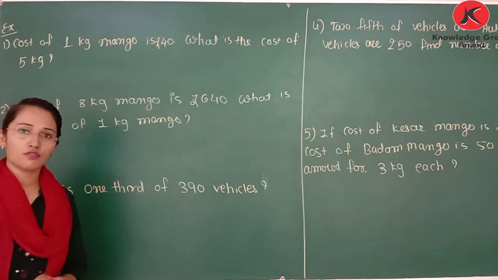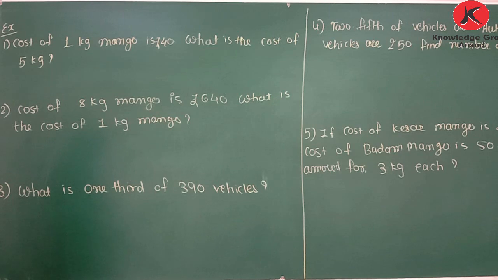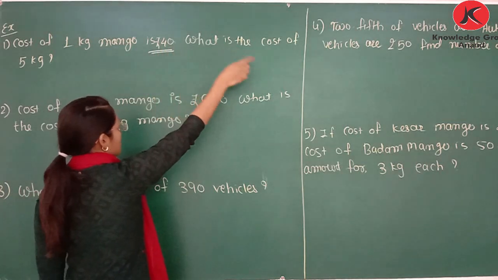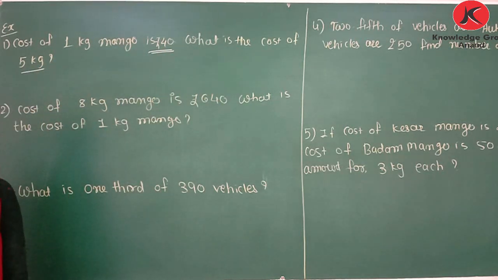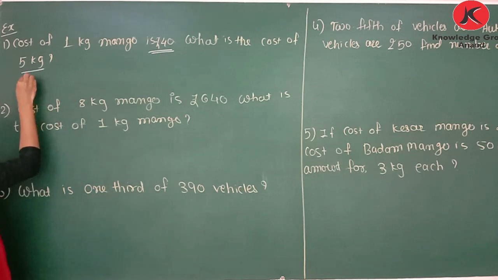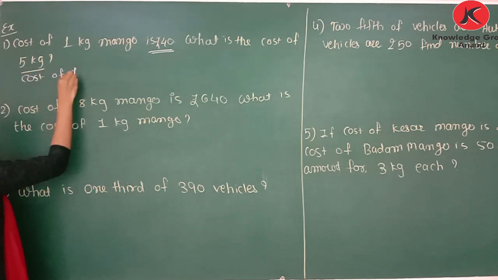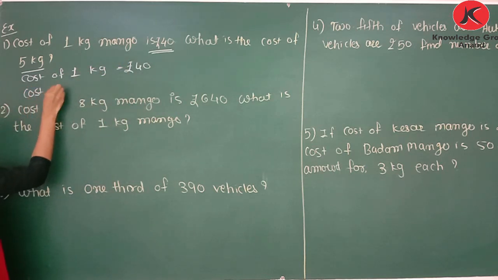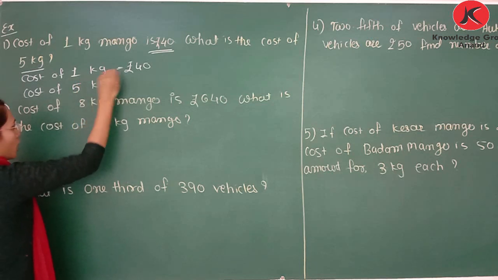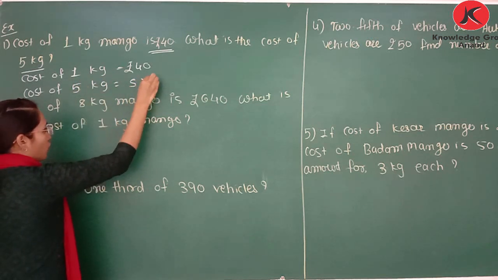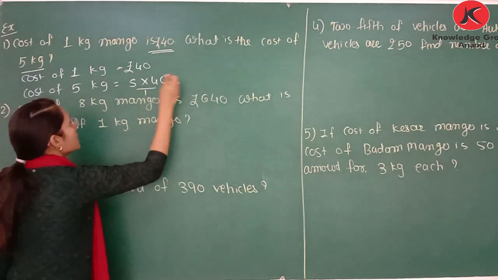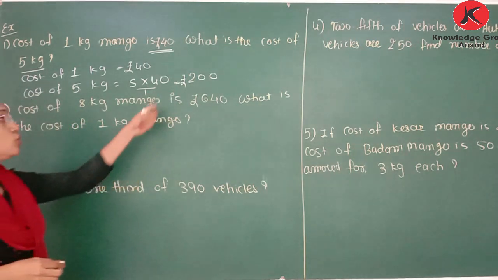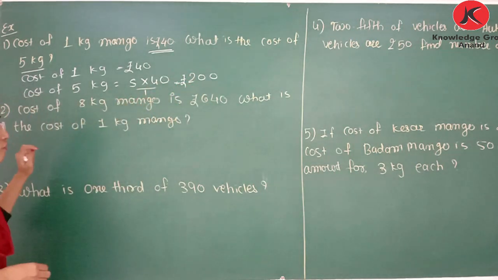Now we also solve some word problems related to the price of mango. So let's solve that. Cost of 1 kg mango is 40 rupees. What is the cost of 5 kg? 1 kg costs 40 rupees. So what do we do for 5 kg? Here the cost of 1 kg is rupees 40. So the cost of 5 kg will be found by cross multiplying. 5 is multiplied with 40 divided by 1. So that is 200. So how much money do you need to pay? You need to pay 200 to buy 5 kg of mango.